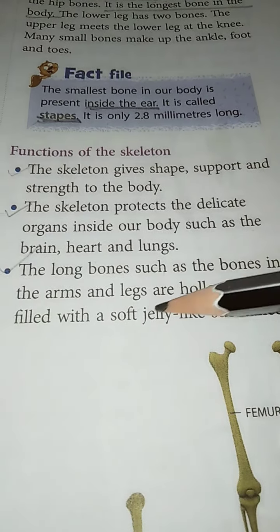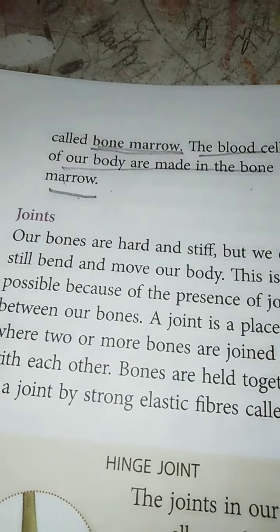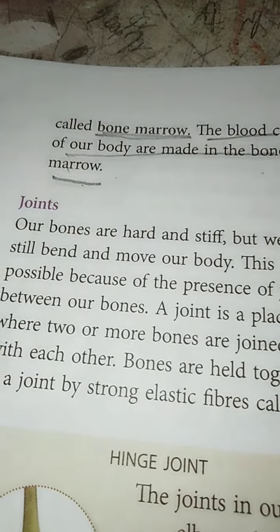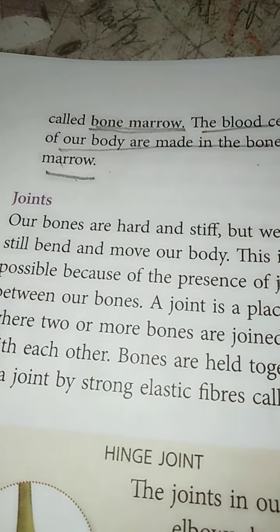Okay. Why is it so important? Because the blood cells of our body are made in the bone marrow. Again, this line is important. The blood cells of our body are made in the bone marrow. And where is bone marrow present? It is present inside the long bones like humerus and femur.